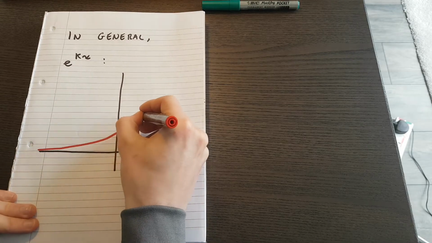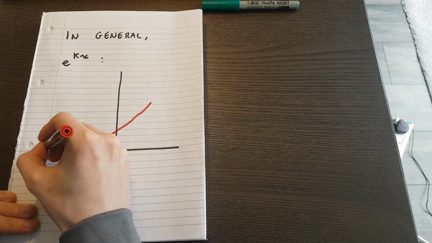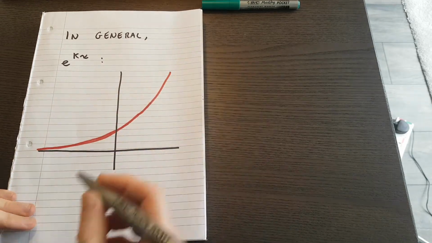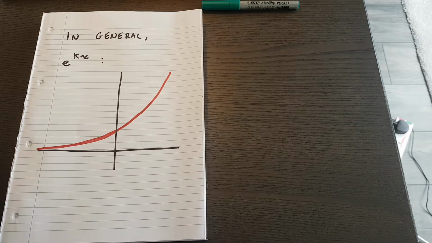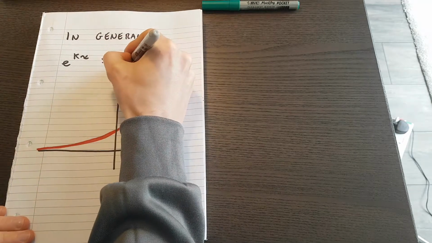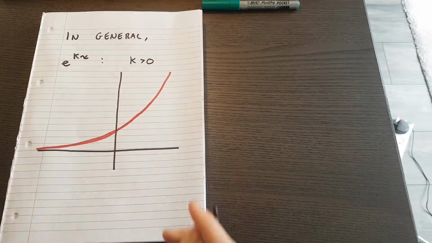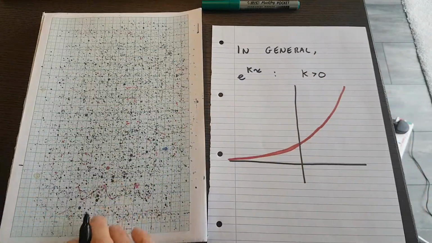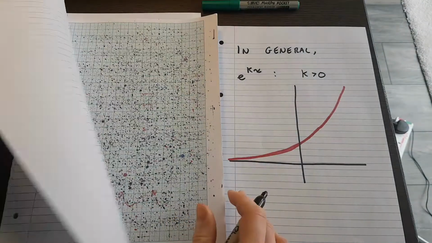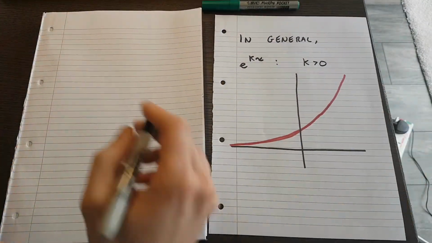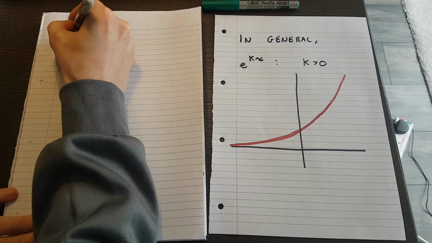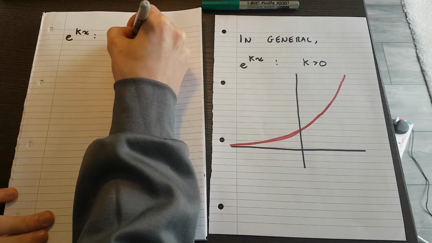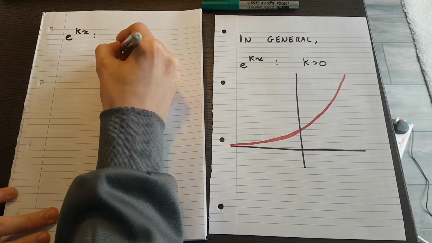Sorry, my sleeve got caught on the edge of the notebook there. Okay, it looks something like that. That's for k positive, k greater than 0. And we saw, this is growth, okay, and we had that e to the kx looks a bit different. This is if k is negative, it looks something like this, okay?